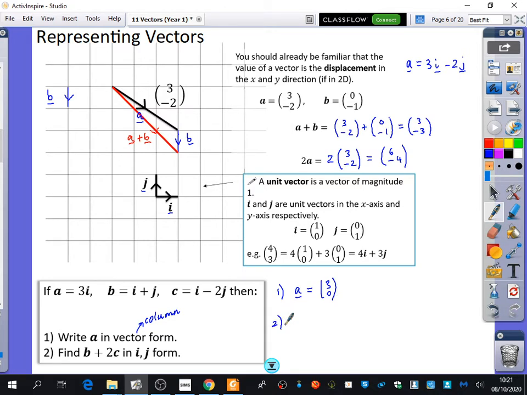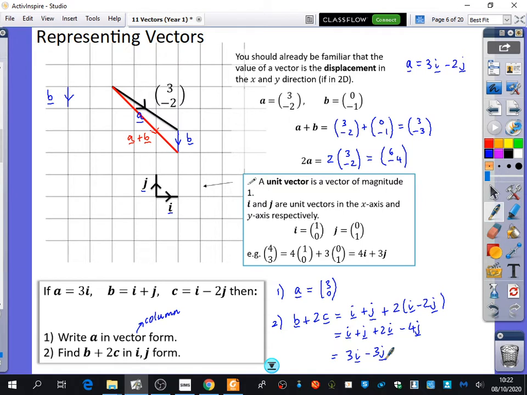Now, my preference is to change them. Actually, no, we'll add them like this, okay? And then we can put them afterwards in a different form. So we've got B plus 2C. We have i plus j for B, plus 2 lots of i minus 2j. So that is i plus j plus 2i minus 4j, which is i plus 2i is 3i, and j minus 4j is minus 3j.